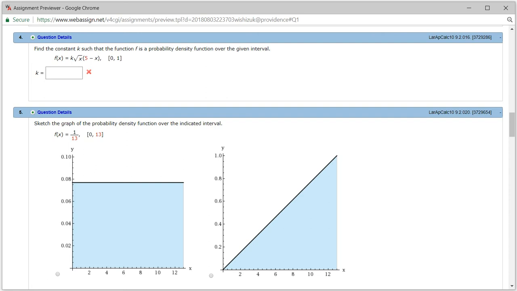Alright, let's look at homework 9.2, problem number 4. We want to find the k value so that f is the probability density function. So let's do that.